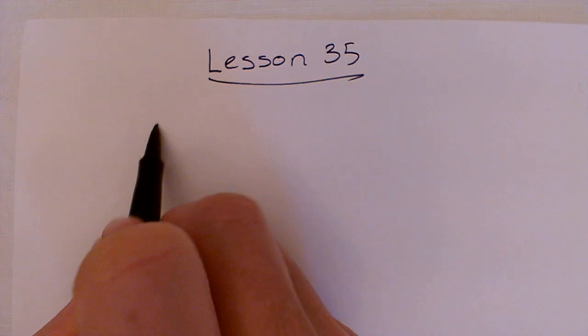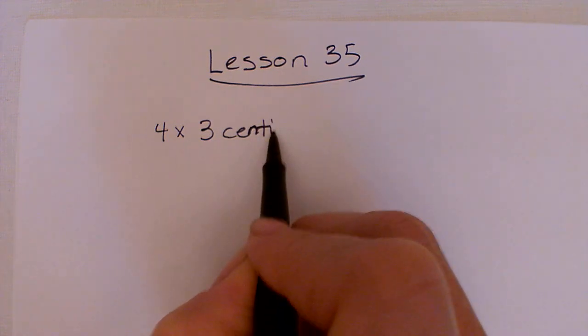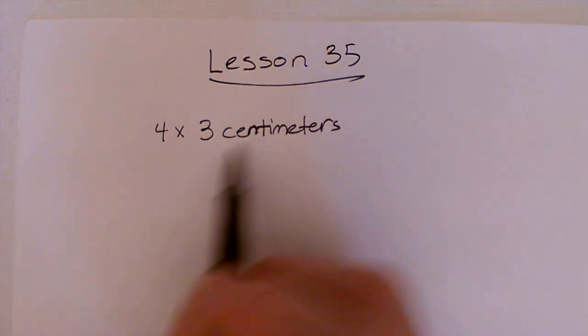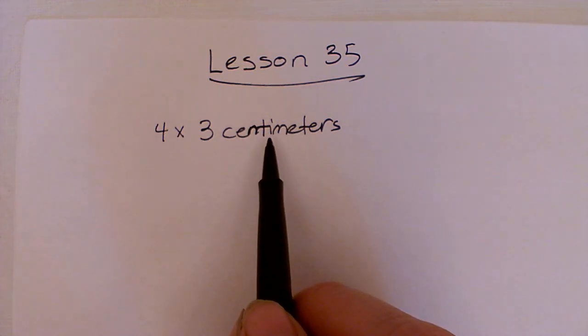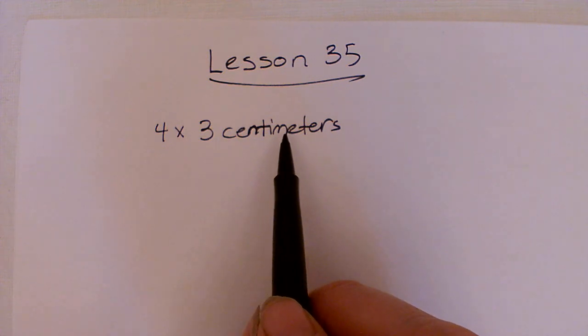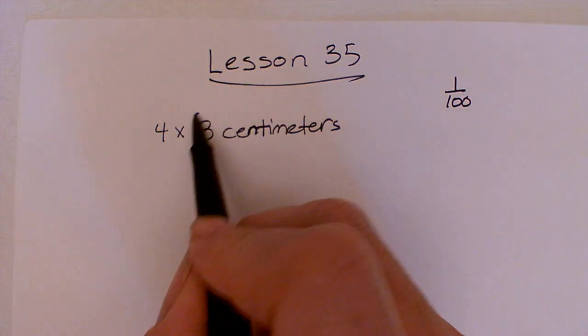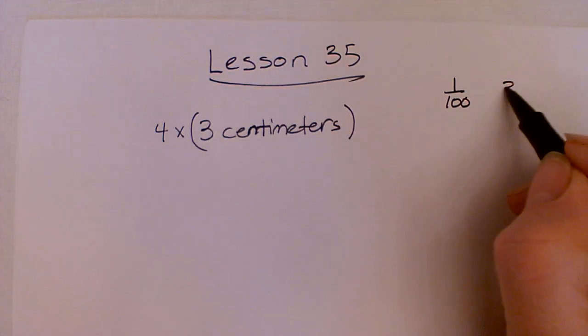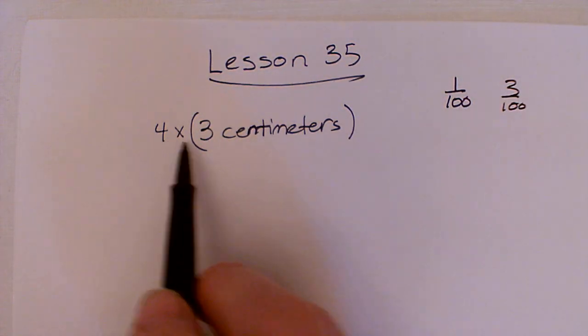So let's say that we have the problem of 4 times 3 centimeters. So let me go ahead and write that for you. So if we're doing 4 times 3 centimeters, oops, helps if I spell it right. Well, what you're looking at here is that centimeters is telling you that you're 1/100th of a meter. So I just want to remind you of that. You have 100 centimeters in a meter. So really this is kind of like saying 3/100ths. So let's not worry about that though. First, let's just say we have 4 times 3 centimeters.